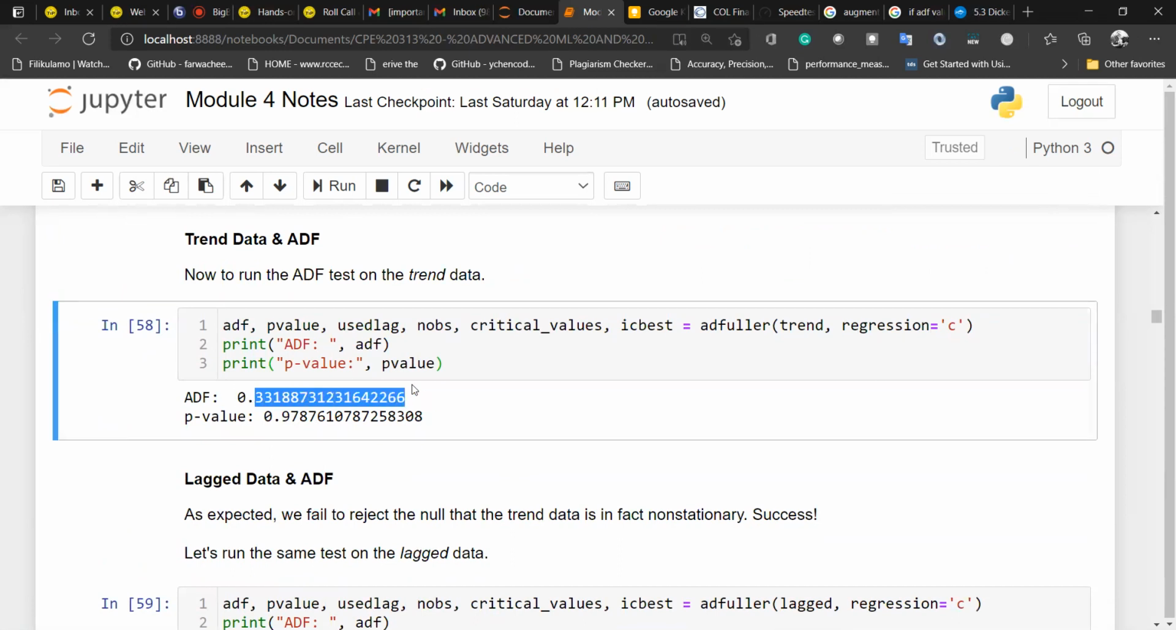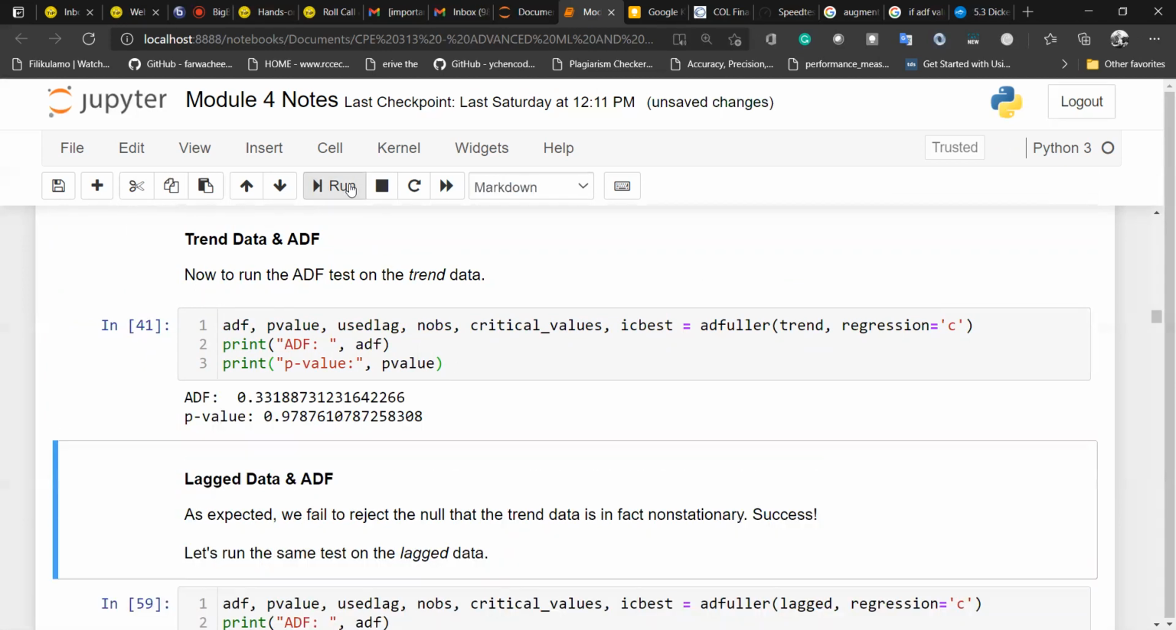In statistics, 0.33 is a very large amount. As you can see, if this is the ADF, the p-value is 0.97, which is almost equal to 1. Right? So what do we get from this? Let's continue. As expected, we fail to reject the null. The trend data is in fact non-stationary.